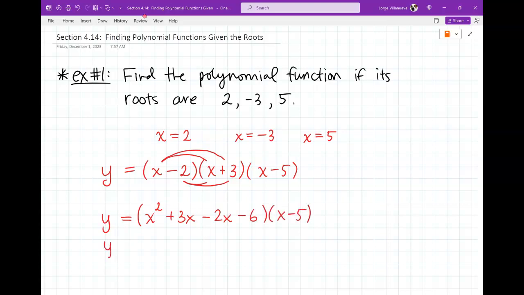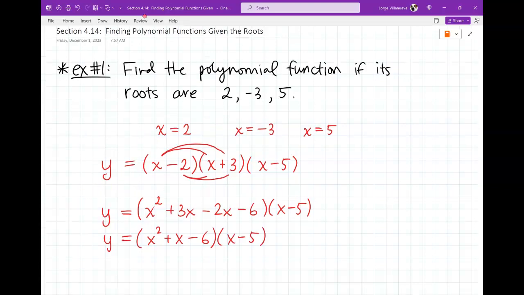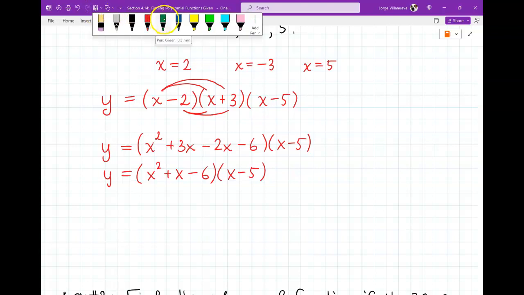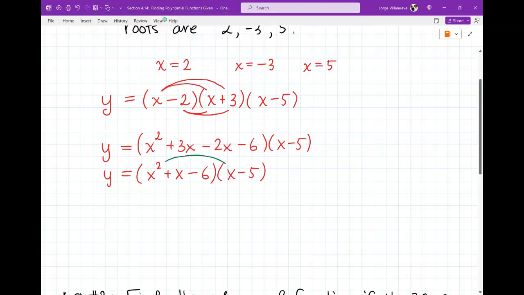Now I'm just going to simplify this. So 3x minus 2x is 1x, so it's plus x minus 6. I still have that x minus 5 there, okay? It's just kind of trailing. But now, I got to distribute that. Okay? So instead of a 2 by 2 distribution, I'm doing a 3 by 2. 3 terms by 2 terms, okay? So this one gets a little bit more weird looking. But let's do that first.